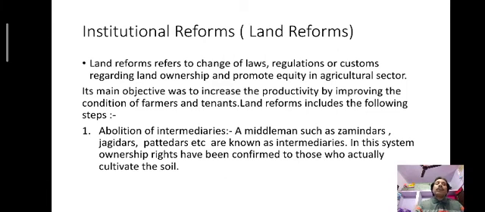First, abolition of intermediaries. Intermediaries means middlemen, the persons who come between the state government and the farmers. So at that time, zamindars, jagirdars, patidars were present and they are considered as intermediaries. So in this system, ownership rights have been conferred to those who actually cultivate the soil, and previously this right was in the hands of the middlemen.